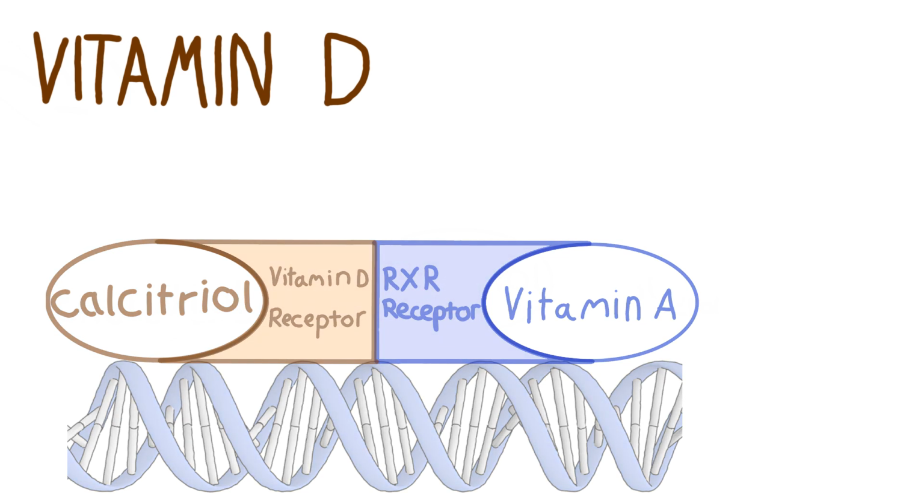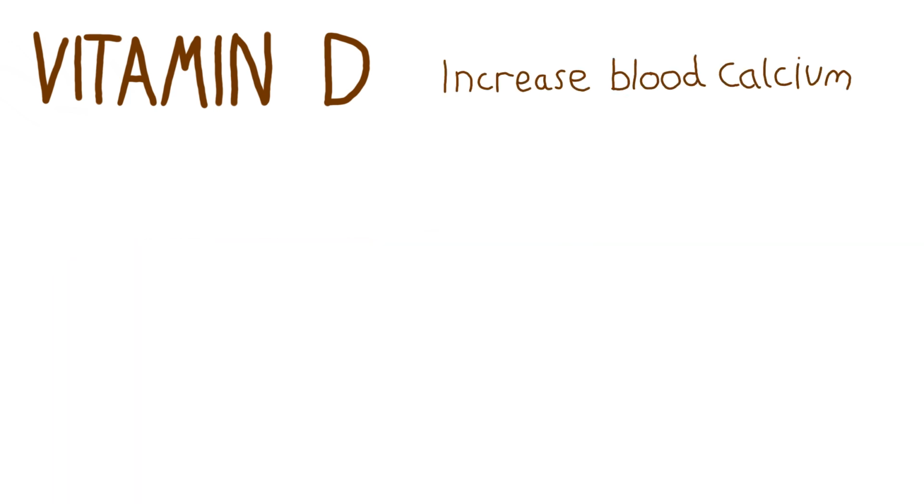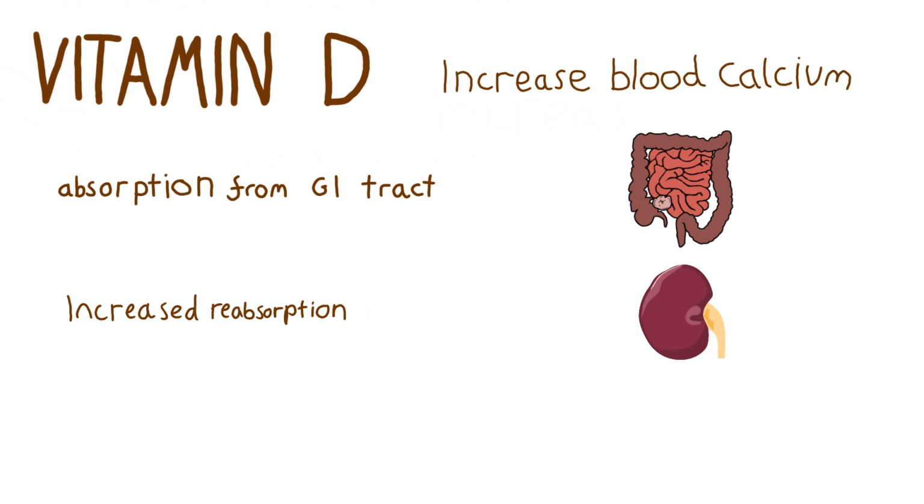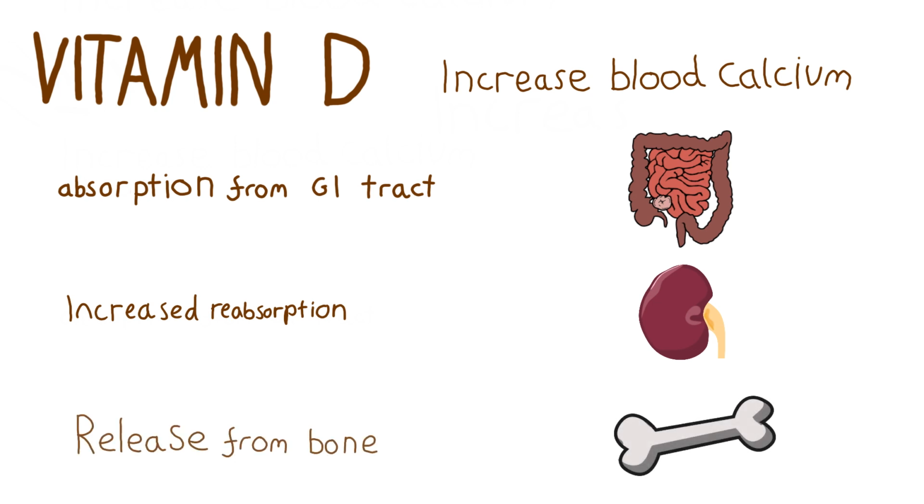Probably the most famous role of vitamin D is to increase the level of calcium in the blood. It does this by promoting absorption of calcium from the gastrointestinal tract, meaning that we get more calcium from the food we eat, reducing the amount of calcium that's lost in the urine by increasing reabsorption in the kidneys, and stimulating calcium release from bone by activating osteoclast cells.